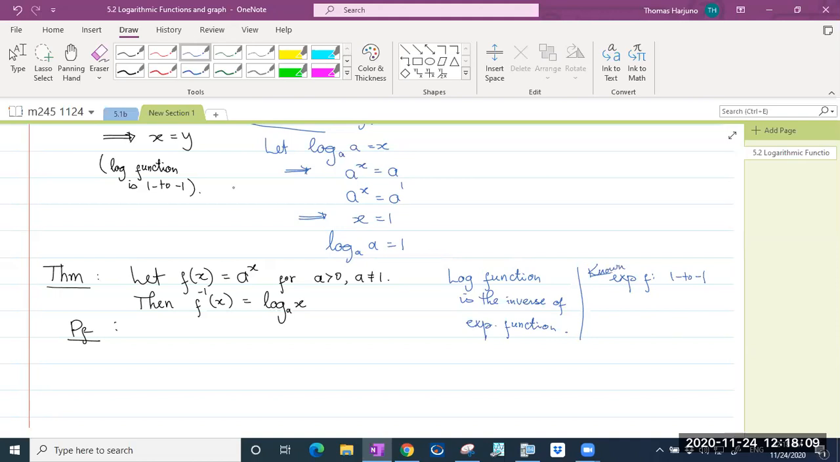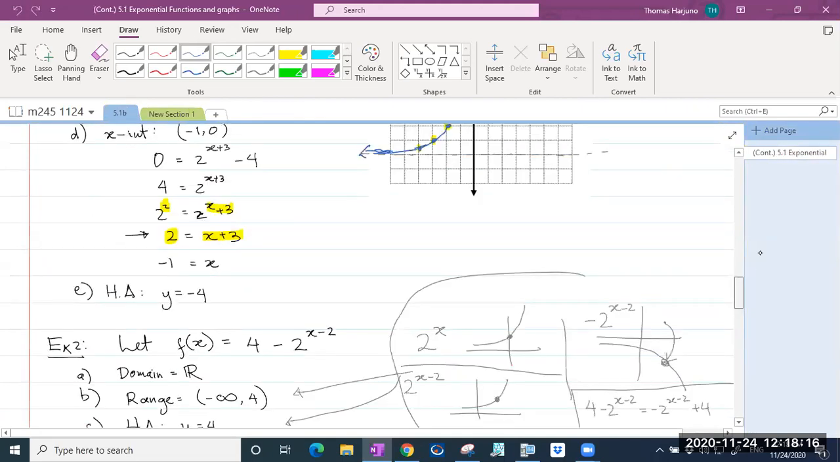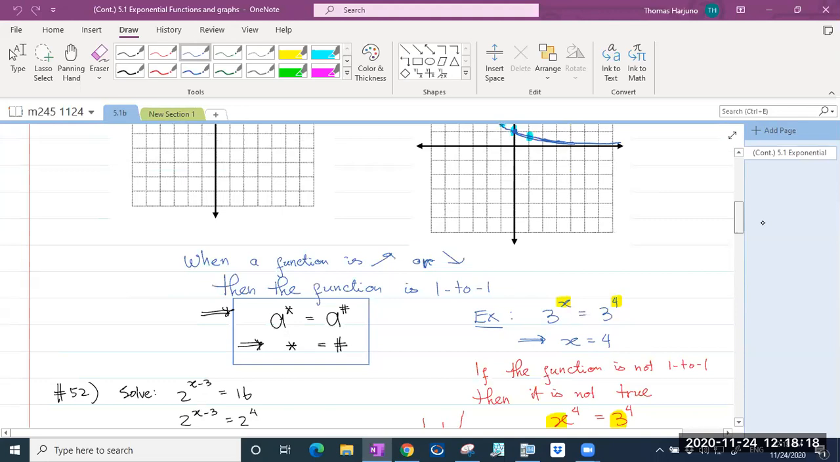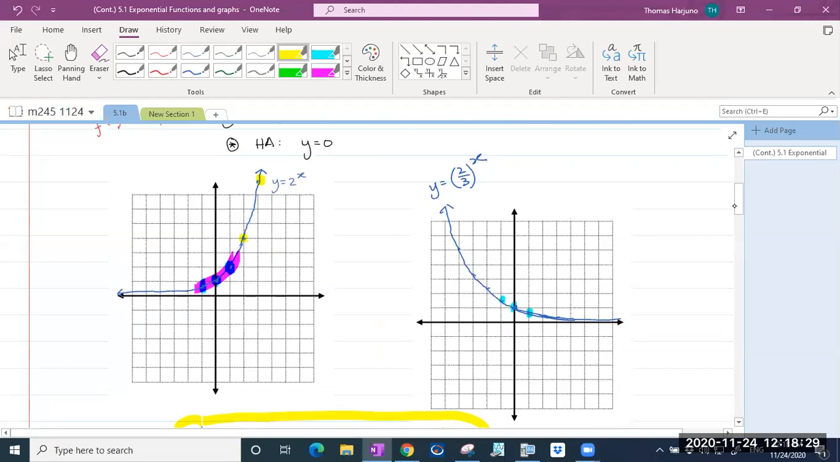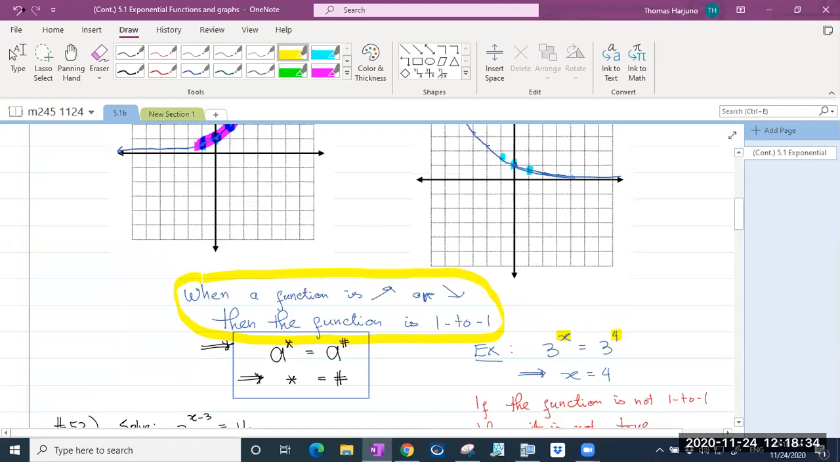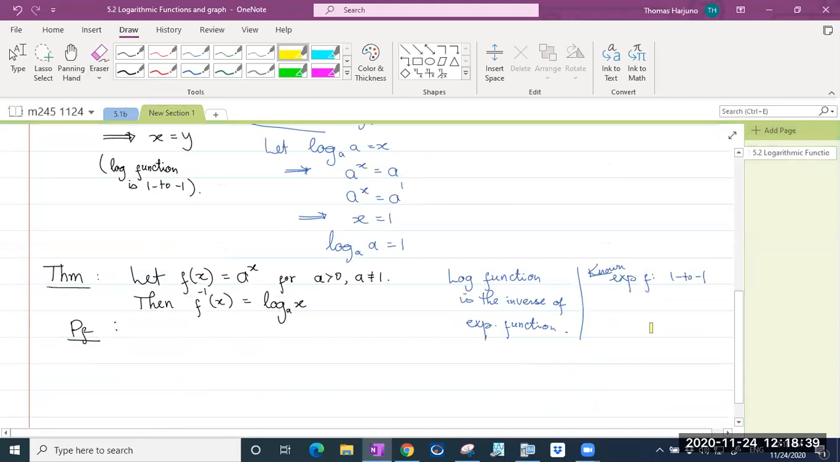Okay. If we look back to our 5.1b, in the earlier part, I actually mentioned that fact. Because the exponential function is strictly increasing or decreasing, the function must be one to one. I hope you remember that. Now, because the function is one to one, we can find the inverse.